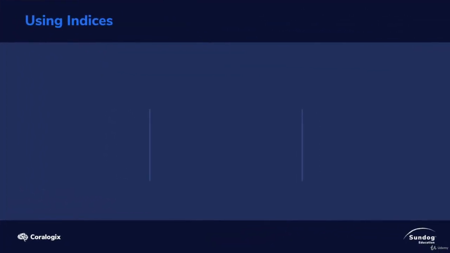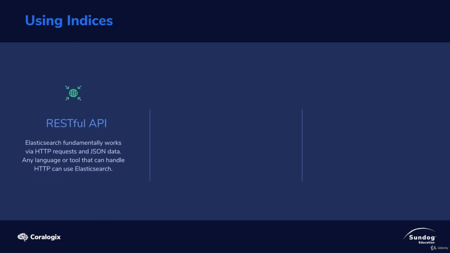So how do you actually use an index in Elasticsearch? Well, there's three ways we can talk about. One is the RESTful API. Now, if you're not familiar with the concept of REST queries, let me explain it at a very high level. It's just like how you request a web page from a web server from your web browser on your desktop.